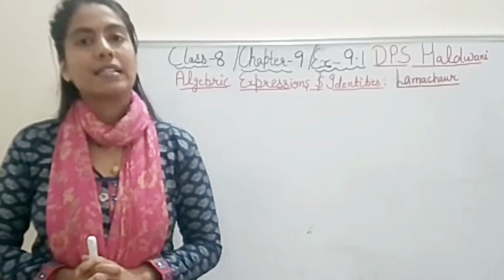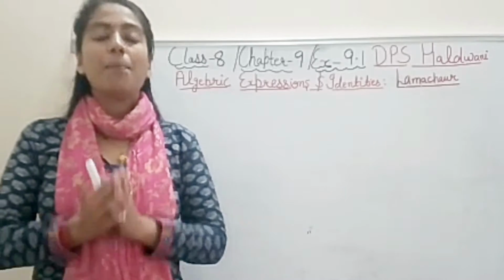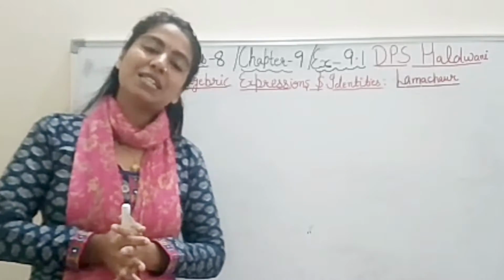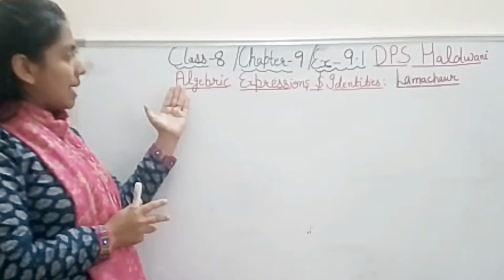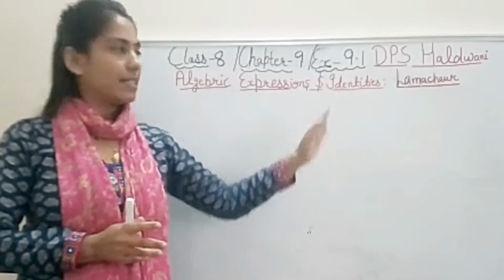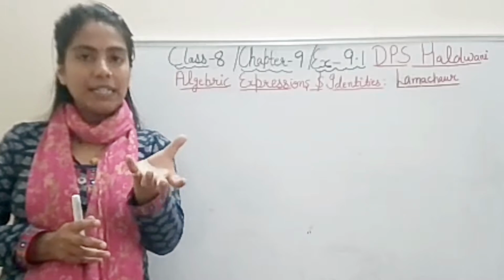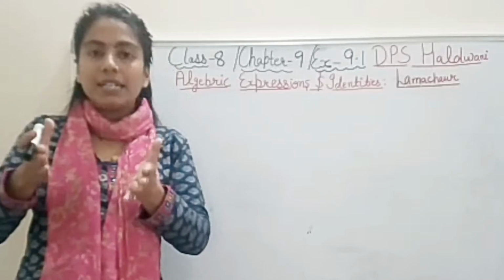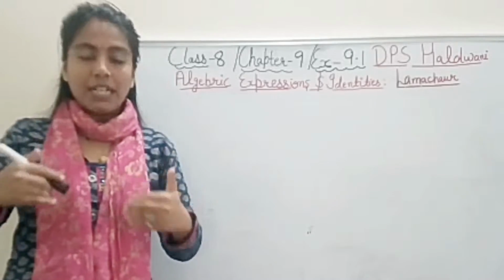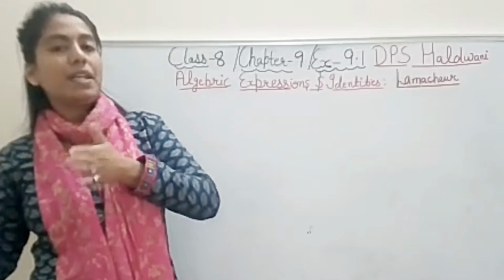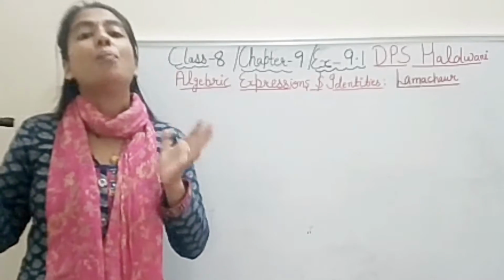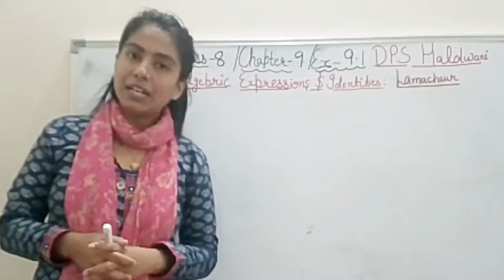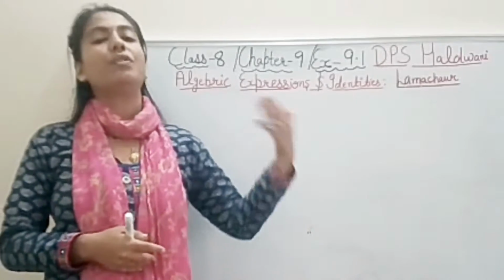Before starting the exercise, let's take an introduction about the chapter and the exercise questions. Right students? So let's begin. As the name suggests, algebraic expressions and identities. Identities, you know, students, means a proven identity, like the angle sum property. This is an identity, a property for a triangle. So we have identities like (a plus b) whole square and (a minus b) whole square, formulas that we will be using in algebraic expressions. These identities we will discuss later on.